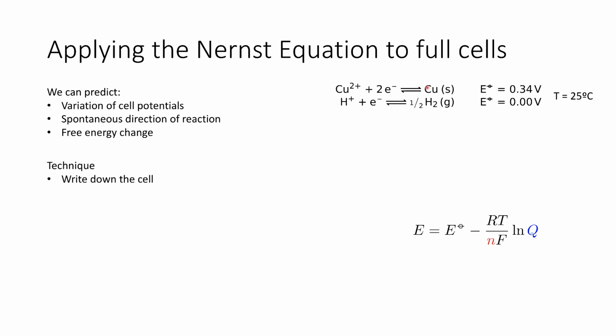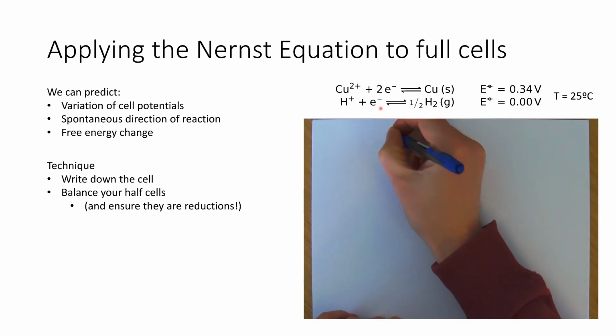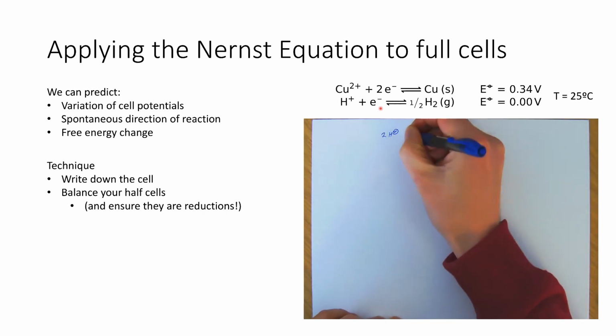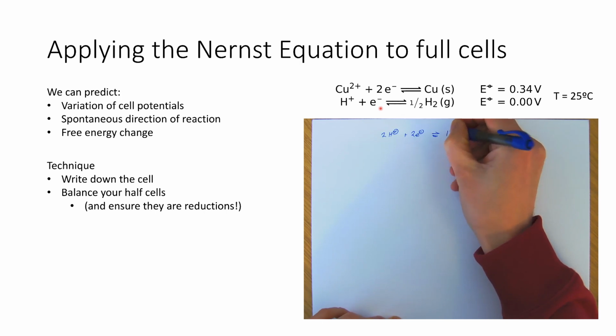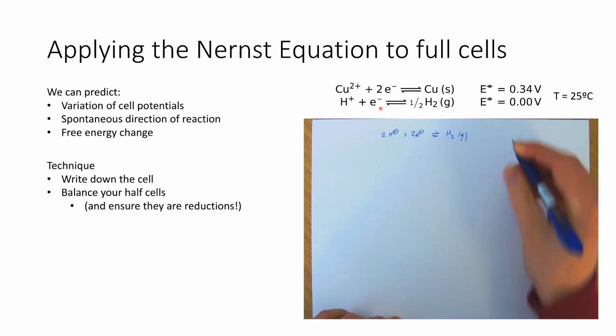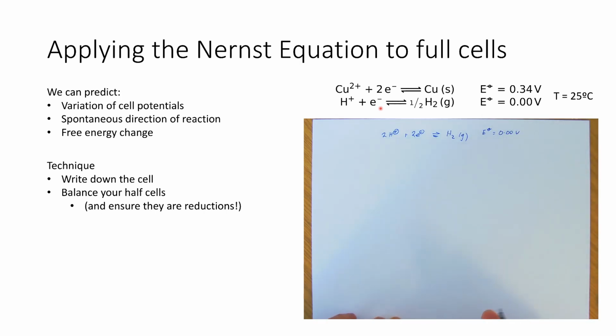The first thing we need to do is write down the cell, remembering to balance our half cells. If we look at our two half cells, we can see that we don't have an equal number of electrons. So firstly, we need to balance the electron term. We're going to do this by multiplying the second one by 2. So we get 2H+ + 2e- going to H2. And the standard cell potential is unchanged by this operation. It's still going to be the same potential even if we've doubled up. Okay, so that gives us something that we can equate.